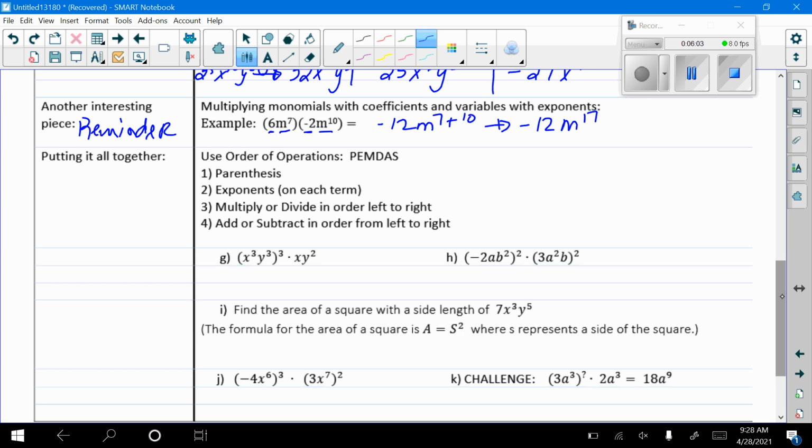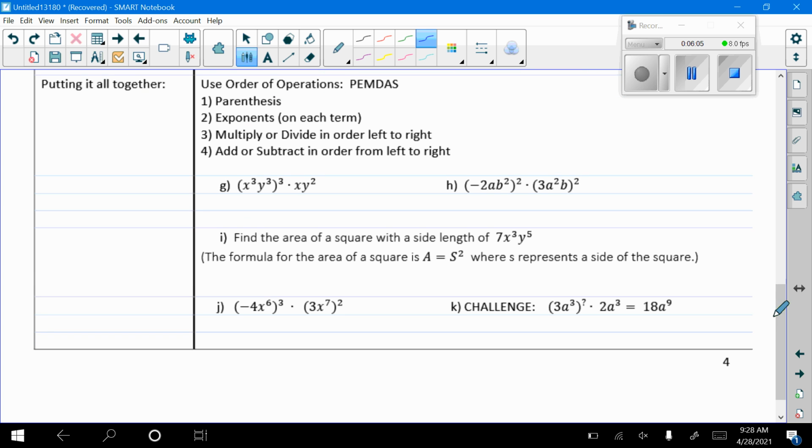Now we're going to use order of operations of PEMDAS and simplify these items. So take care of one and then take care of the other. I can't do anything inside the parentheses, but I have an exponent outside. So we're going to take care of this one, and I'm going to end up with x to the 3 times 3, which is 9, and y to the 3 times 3, which is 9, times xy squared.